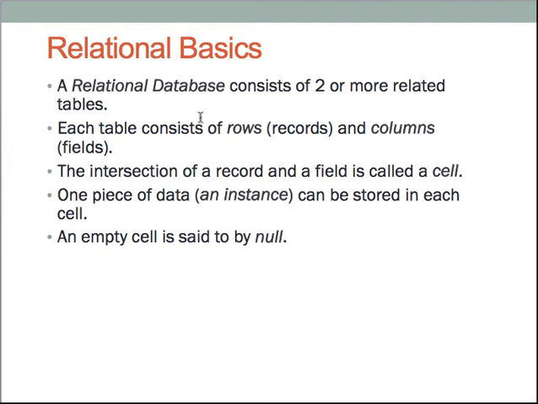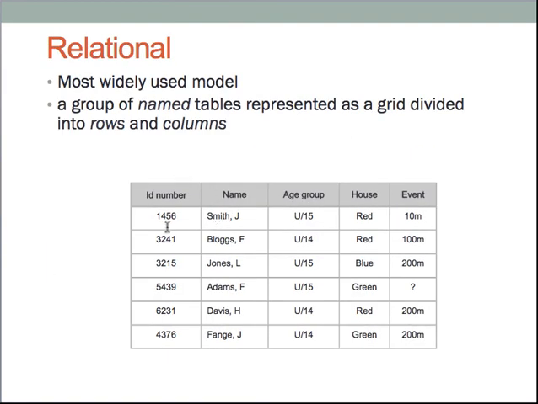Each table consists of rows. Those rows are what we call records. So coming back to a quick example here, each of these rows is what's called a record. A record contains all of the data that relates to one particular item. So all of the data in this particular row all relates to that one ID number. That's their name, that's their age group, that's their house, and that's the event that they compete in.